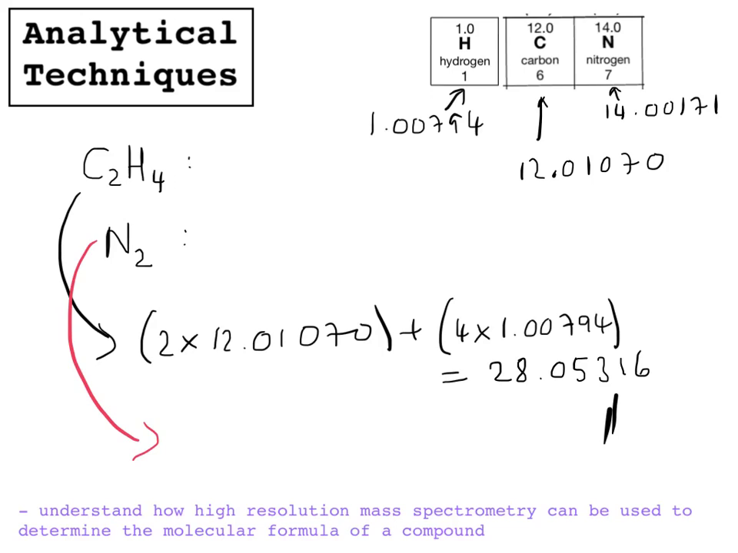And if we do the same for the nitrogen, we get 2 times 14.00171, and that gives us 28.00342. So now you can see that both these two values are distinctly different to 5 decimal places, and so with high-resolution mass spectrometry you can distinguish between two compounds that have the same Mr to 1 decimal place by doing it to 5 decimal places instead.